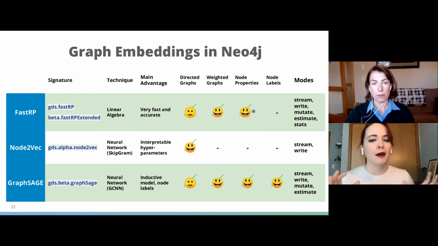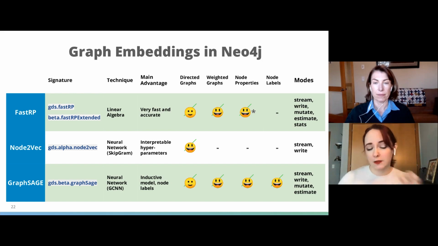And if you're kind of like, which one should I pick here? The easiest way to think about it is, what do I need to represent? If your graph has node labels, so it's a multipartite graph, and it has node properties, you probably want GraphSAGE, because that's intended to use properties as well as labels. If you want something lightning fast, FastRP is where you start. And if you want something that's interpretable, and if you want something that's easy to wrap your head around, Node2Vec is a good place to start. It doesn't support weights, it doesn't support properties, but it has really interpretable hyperparameters. So this is kind of your cheat sheet of which embedding do I want.